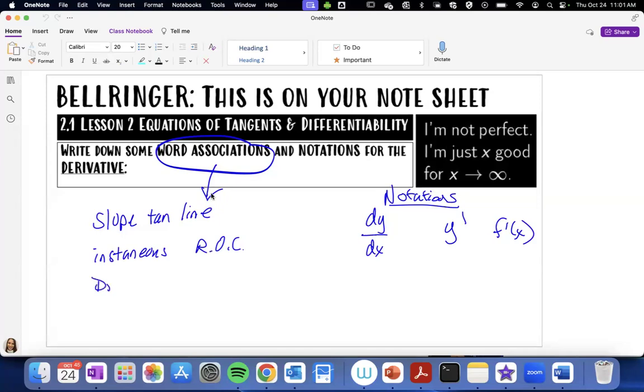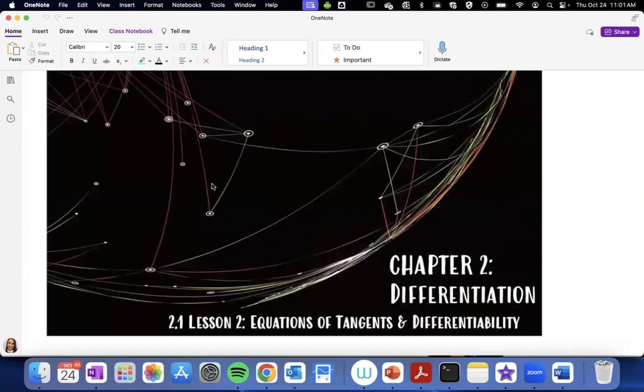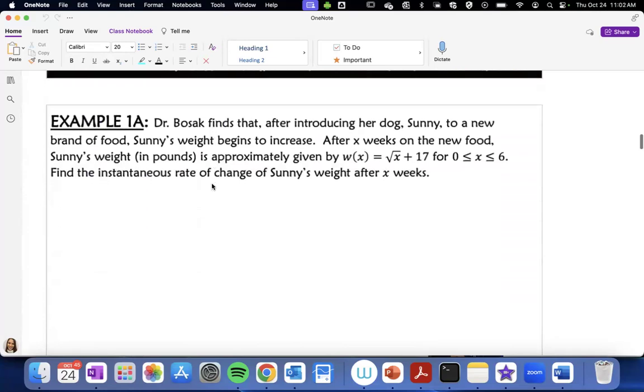Differentiation. That means take the derivative. Difference quotient, the limit of the difference quotient, right? We talked about the difference quotient. Awesome. I love it. And also that's the same thing as the limit process. So today we're going to find equations of the tangent line and talk about when something is differentiable. Like when can I take the derivative?